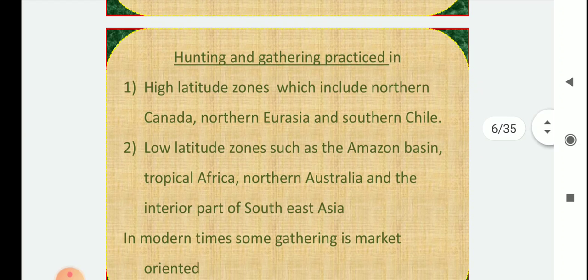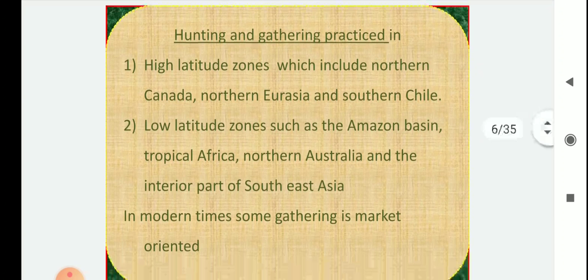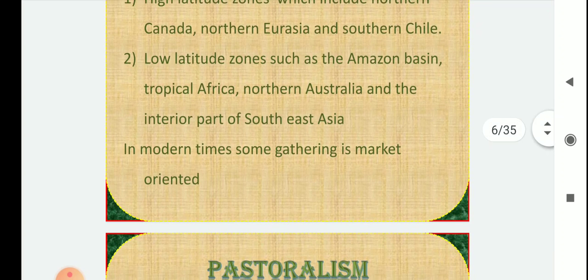So here in this hunting and gathering practice, as I already told you, students, in the latitude zones I gave the example of Canada, northern Eurasia, southern Chile. Mostly in this region you can see they practice and depend on hunting and gathering. Low latitude zones such as the Amazon basin, tropical Africa, southern and northern Australia, and the interior parts of South Asia and East Asia. In modern times, some gathering is market oriented.